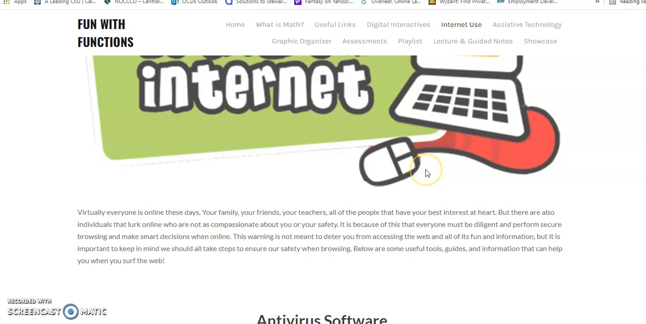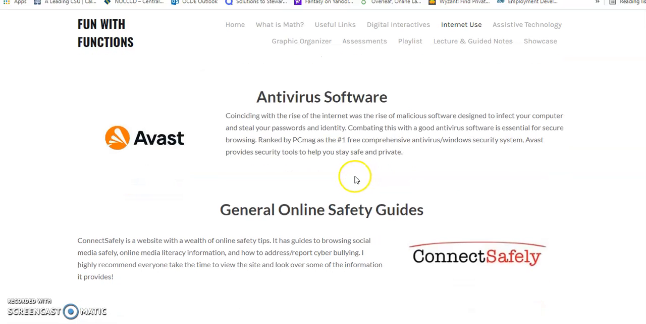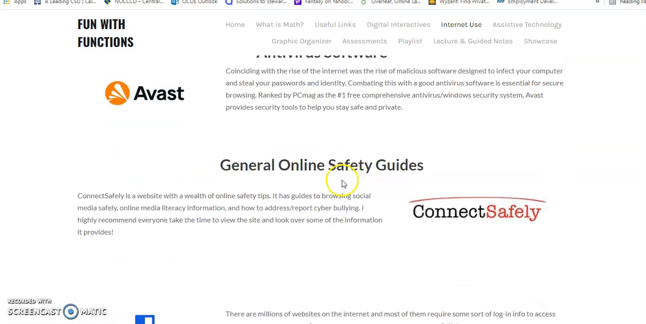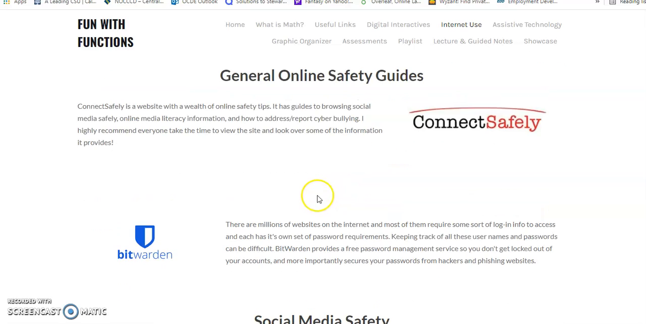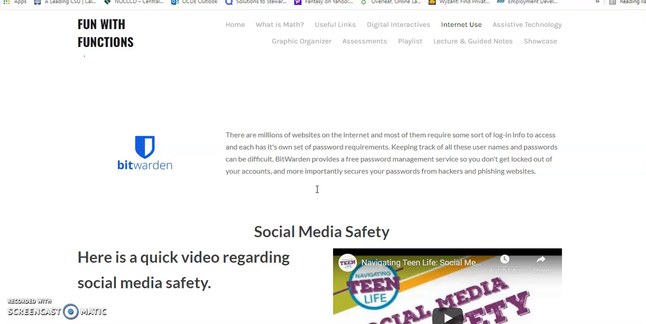For my internet use section, I stress the importance of being a quality digital citizen. I included links to free antivirus software, Connect Safely, which provides a number of internet safety tips, and a link to a password management tool, Bitwarden.